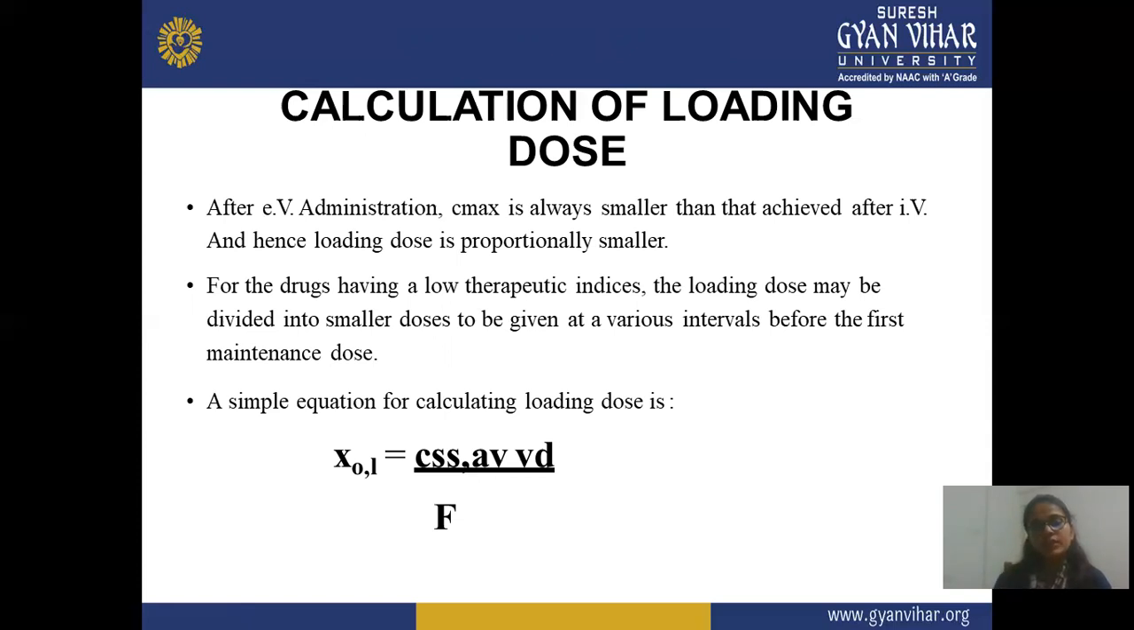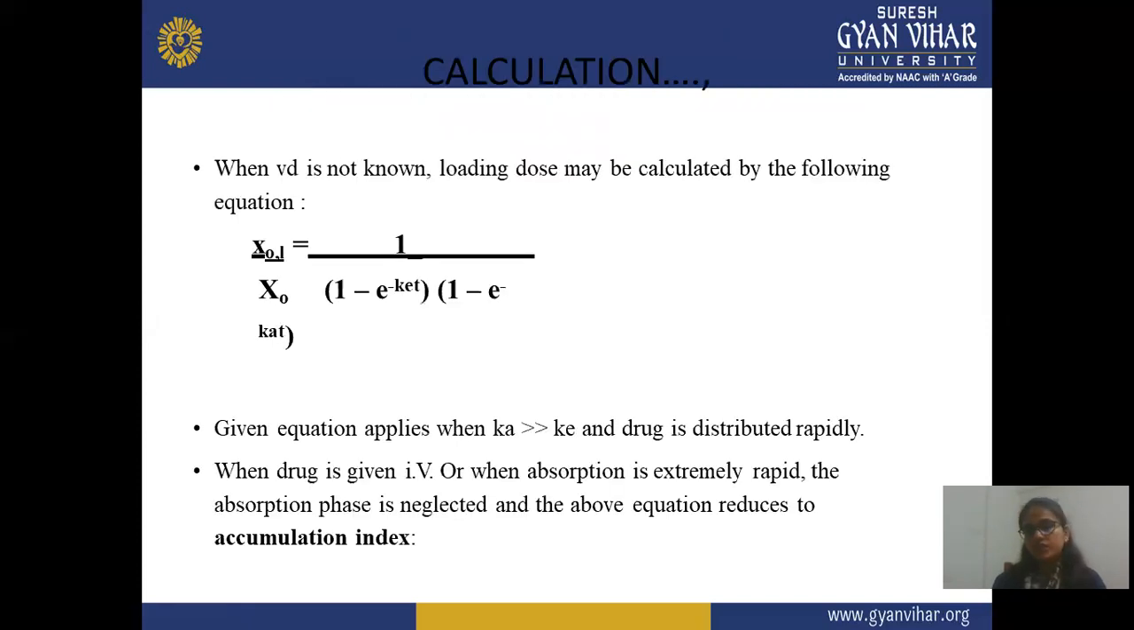The sample equation for calculating this loading dose is X0 = Css × Vd / F. This is the equation for calculating the loading dose. X0 is the first dose or primary dose, and Css is the concentration at steady state. In this calculation, we continue with the previous equation. Vd, the volume of distribution, is not known because we are taking the loading dose by an extravascular route. The loading dose may be calculated by the following equation: X0 divided by X0 K_a.